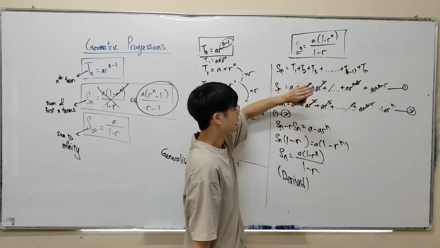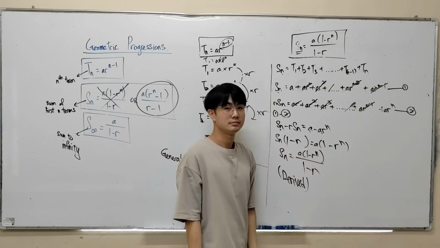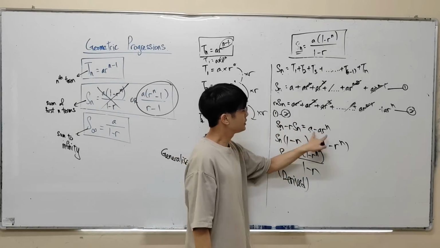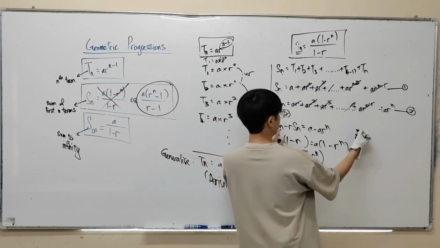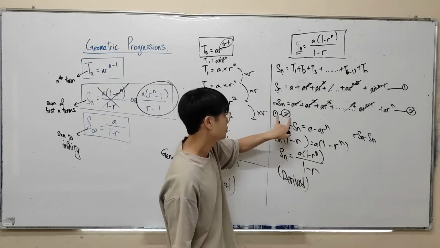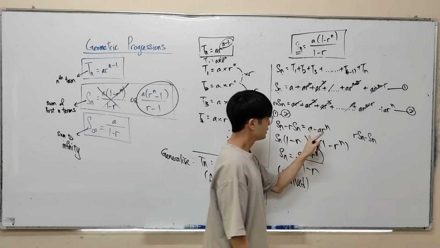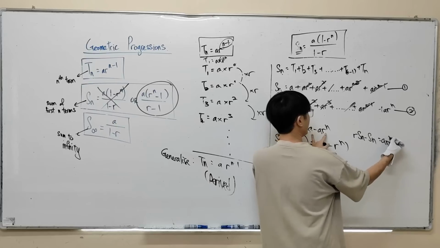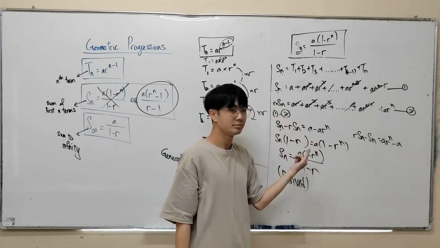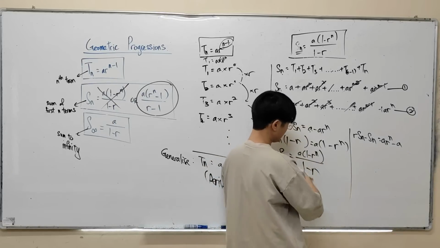And what's going to happen if you take 2 minus 1? This thing will flip, this thing will flip. Okay? So it becomes what? It becomes RSn minus Sn. Do you agree? Because you are taking this one minus this one. So this one will flip. This one also will flip. So it will become AR power n minus A. Okay? Because you are taking this one minus this one, right? And then the rest is the same here, right?